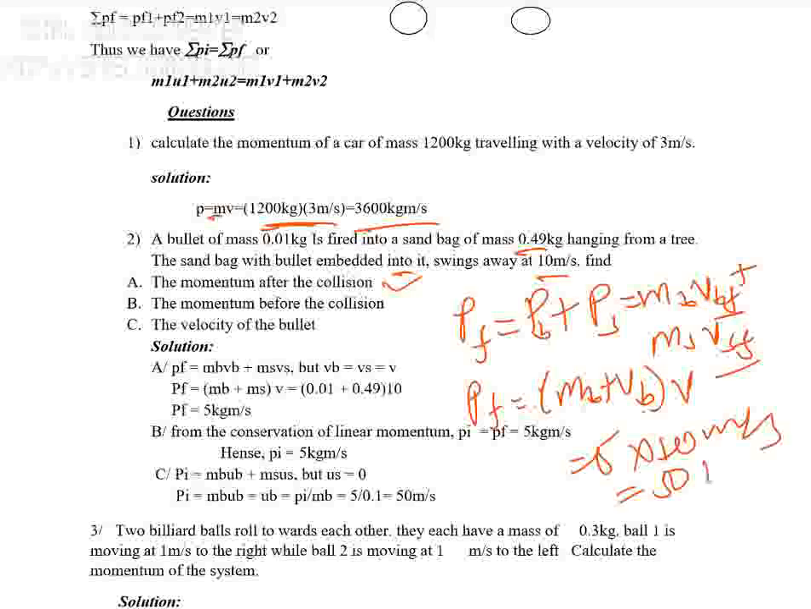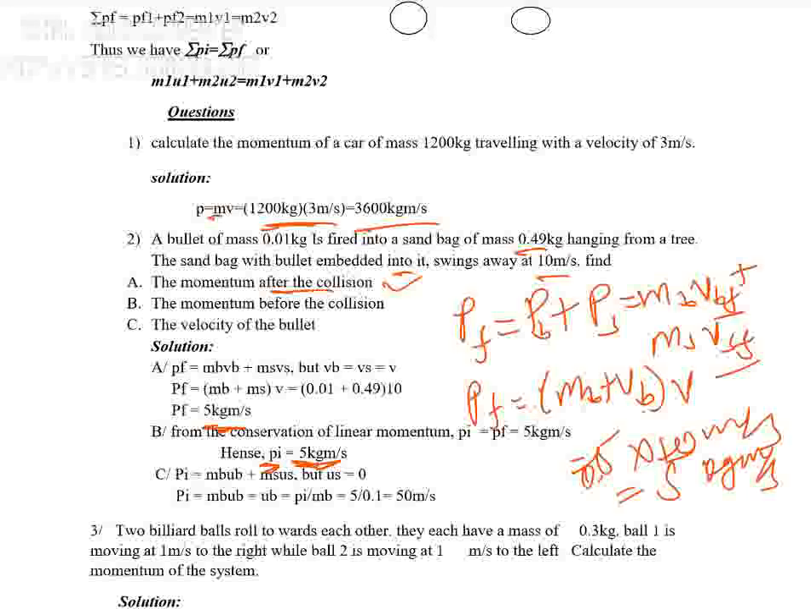Then finally, 50 kilogram meter per second is the momentum after collision. Here, as you get, this one is 0.5, sorry, it becomes what? 5 kilogram meter per second is the final momentum. The momentum before collision: since there is no external force acting on the object, before collision and after collision are similar. Therefore, momentum initial is similar to momentum final, which is 5 kilogram meter per second.